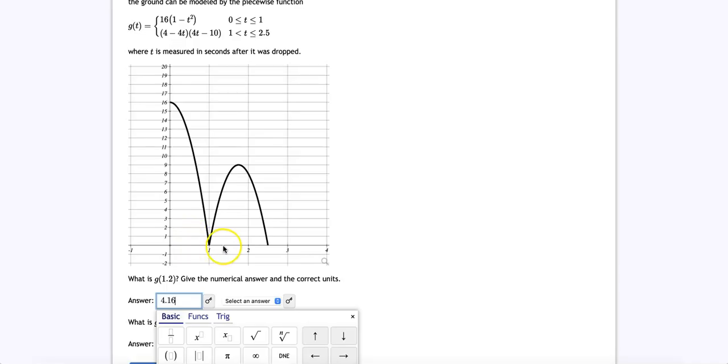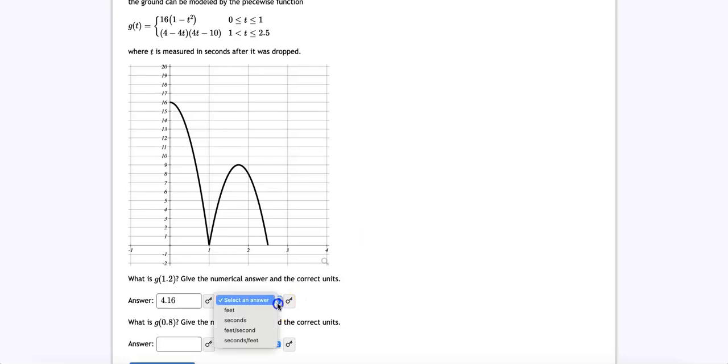Does that look reasonable? 1.2 is about here. 4.16 is about right here. Yes, that looks right. And now we want to consider the units. The units are giving me feet, seconds, feet per second, or seconds per feet. Well, this is a function that takes into account the height of a basketball after so many seconds have gone by. And so we're looking at the height is measured in feet.